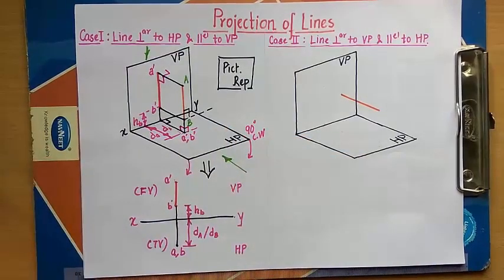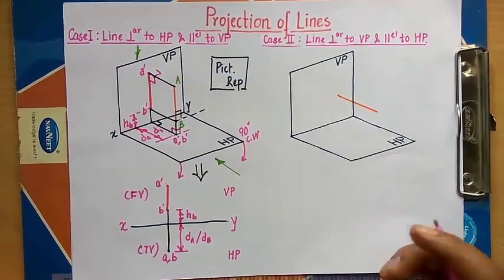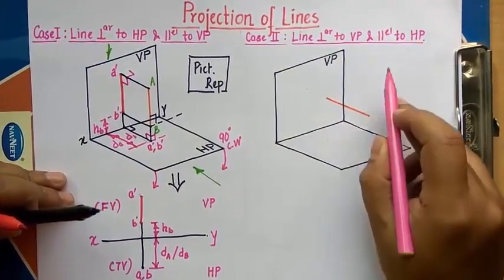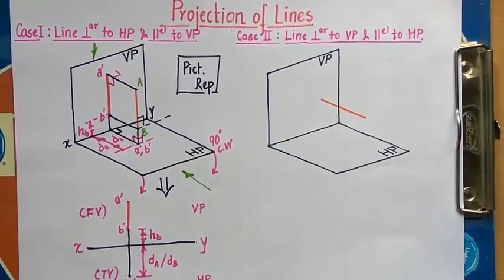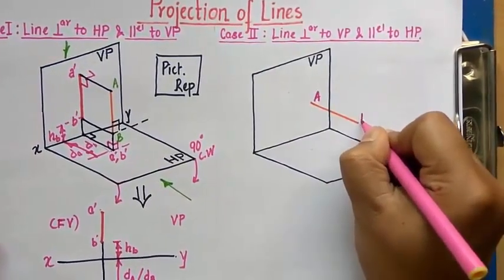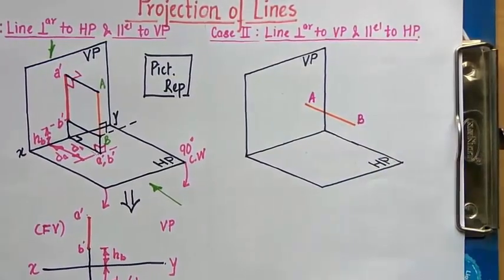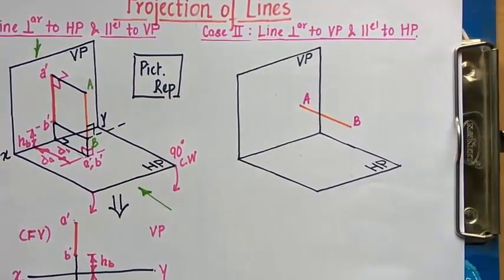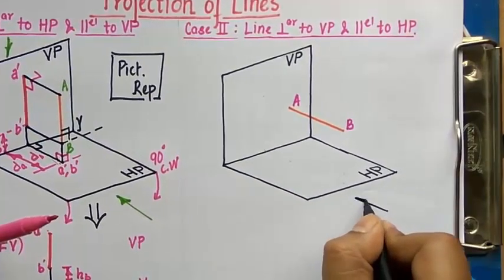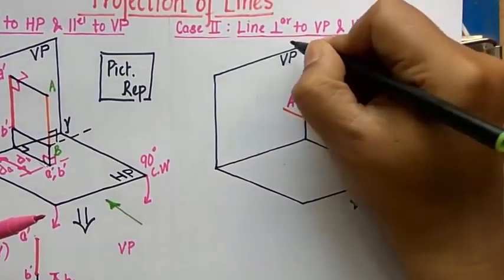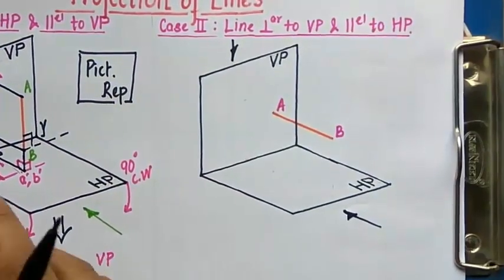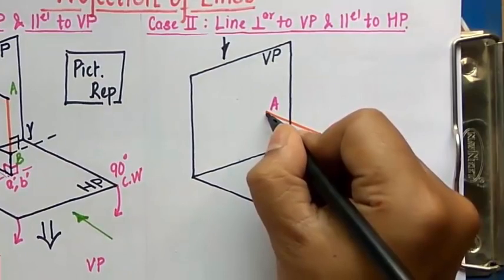Okay, fine. So let's move ahead with case number 2, and in this case we have a line which is perpendicular to the vertical plane and parallel to the horizontal plane. Now let us say that the name of this line is A, and this end over here represents point B. Now we are going to look at this line in two different ways. One is to look at this line right from the front, and at the same time we are going to look at this line right from the top. So when you look at this line right from the top, you will have this.